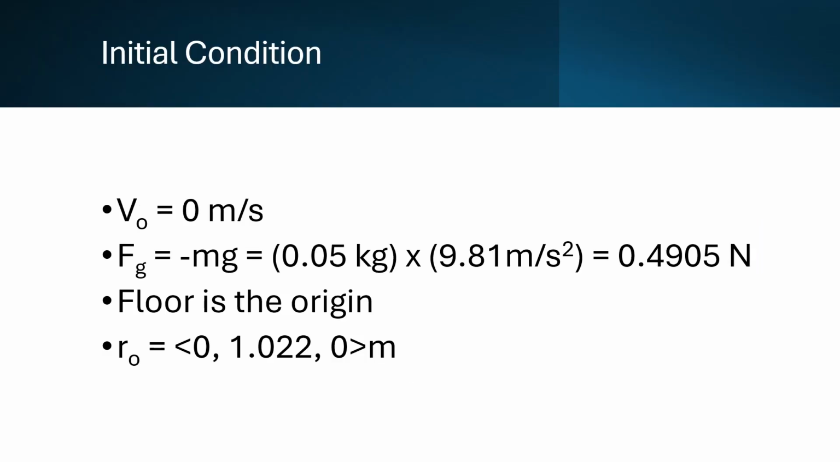The initial conditions are 0 meters per second in all directions. The force of gravity is 0.4905 newtons, and I'll show later on how I got that calculation. The floor is the origin, and the initial position for the ball of paper, which is my system, is 1.022 meters in the y direction.